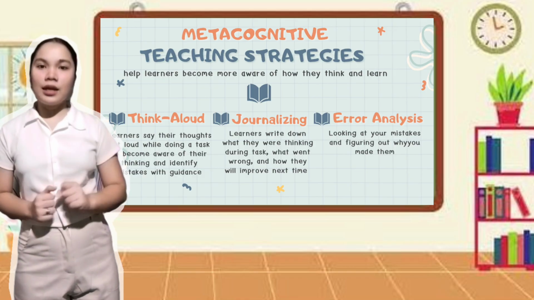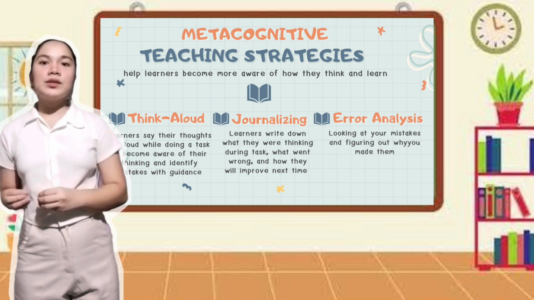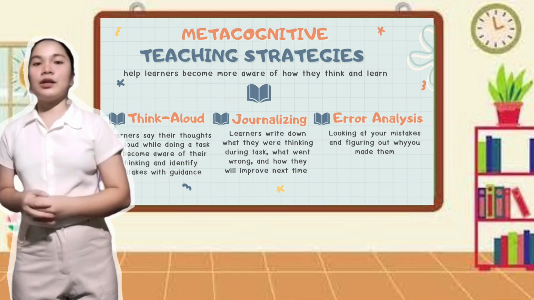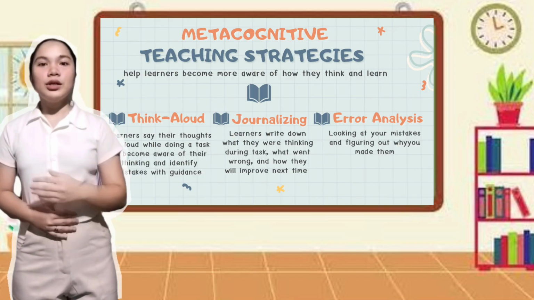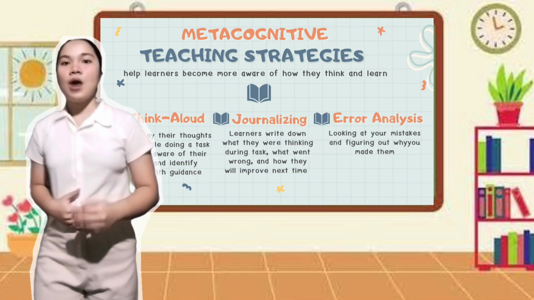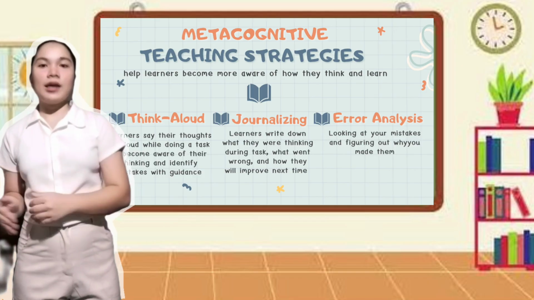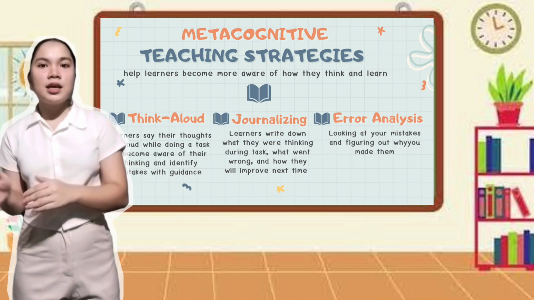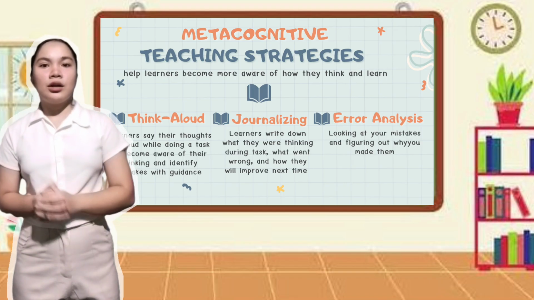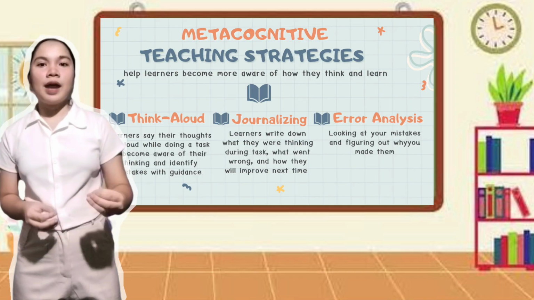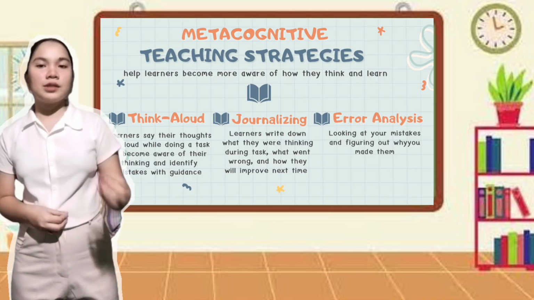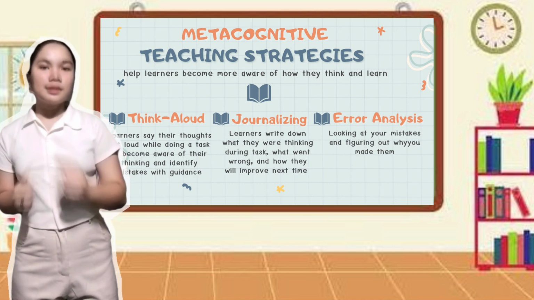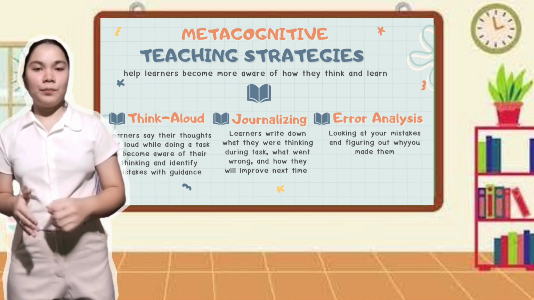First is think aloud. This is when you say your thoughts out loud while doing something, so you can hear and follow your thinking. For example, you are doing a reading activity. While reading, you say, okay, this paragraph is about climate change. I think this part explains the effects. And then, you encounter an unfamiliar word. So you say, I don't understand this word. Maybe I should search it. So, thinking loudly helps you notice what you understand and what confuses you.